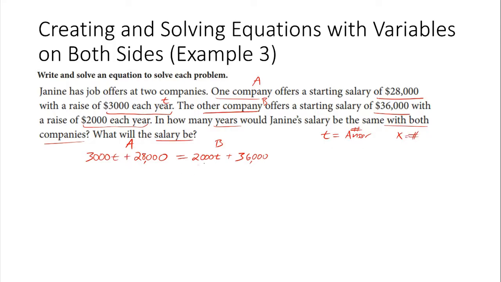So let's try to get rid of the 2000t on the right-hand side for company B. How to get rid of a positive 2000t. And hopefully you realized, oh, subtraction. But remember, what you do to one side, you've got to do to the other. Okay, so those will cancel out, which is good, all right, because now there's no more variable on the right-hand side. But remember, this is the subtraction property of equality.